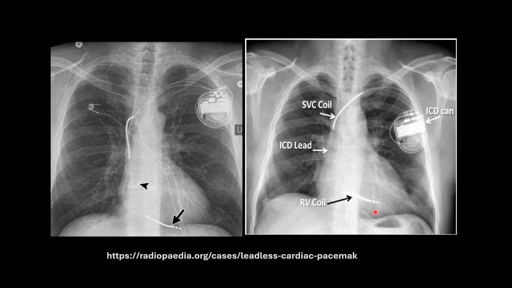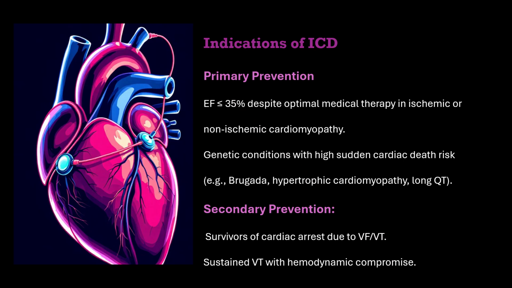The coils represent the shock leads, which are thick, and represent the part which gives the shock to the ventricle. ICD can be used as primary prevention in patients who have ejection fraction less than 35% despite optimal medical therapy in ischemic or non-ischemic cardiomyopathy, and patients who have genetic conditions with a high risk of sudden cardiac death: Brugada, hypertrophic cardiomyopathy, long QT. Secondary prevention is for patients who survived cardiac arrest due to VF or VTAC, or sustained VTAC with hemodynamic compromise.